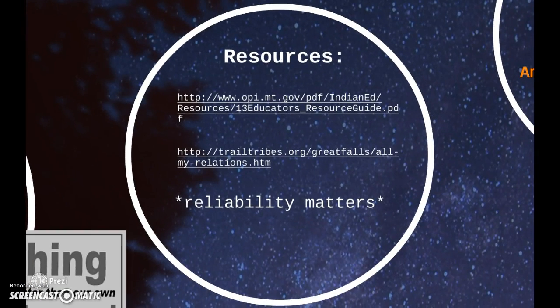The OPI resources I located are at these 2 websites. Well, actually the OPI one is the first one and the second one is non-OPI. And the main thing about these resources is that reliability matters. You want an authentic resource that's going to tell the truth and has been sanctioned by that particular tribe.